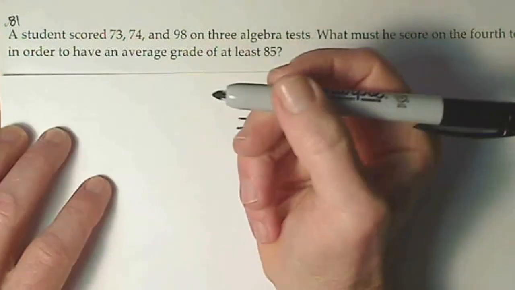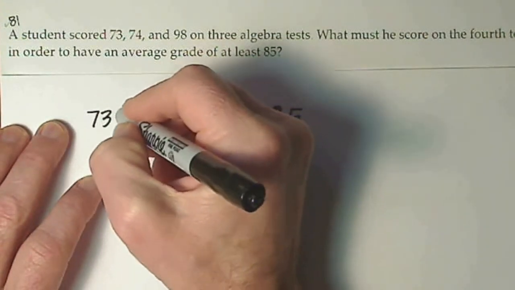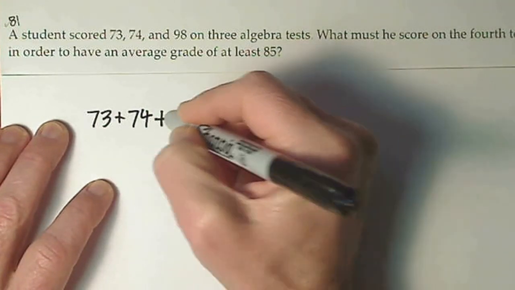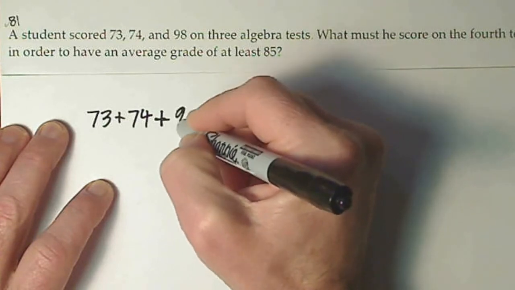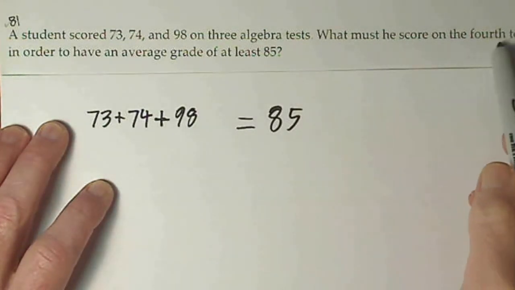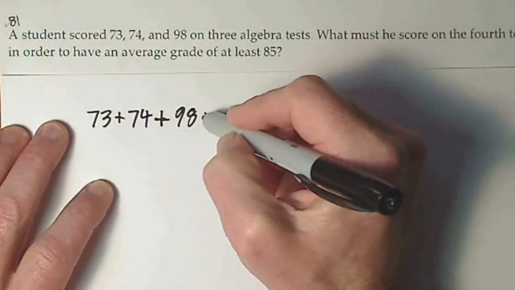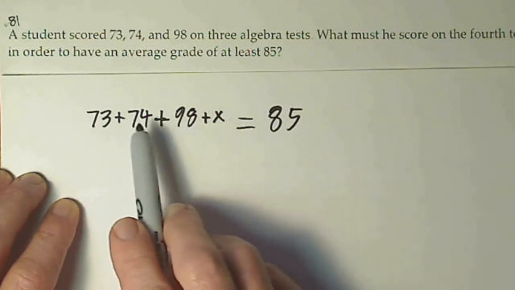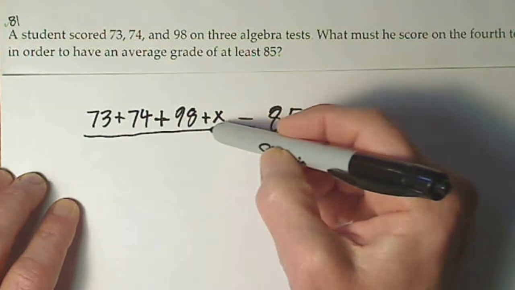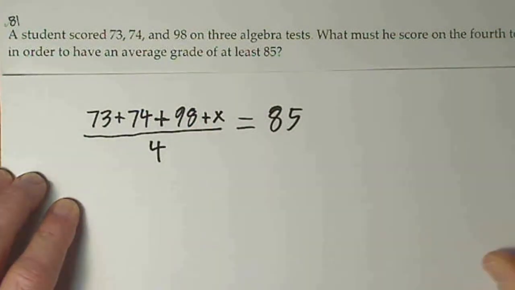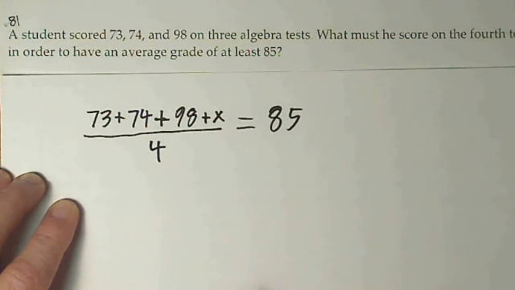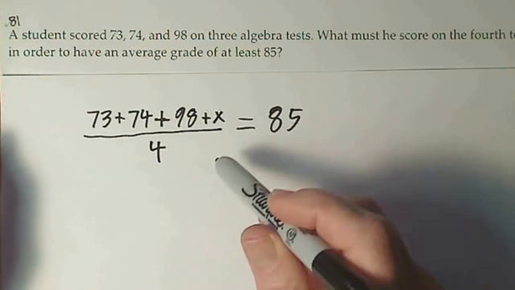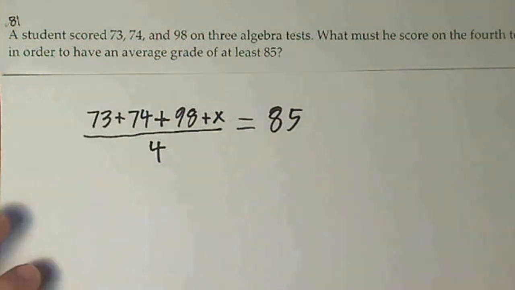So the student has 73, 74, oops, that's not supposed to be a times, that's a plus, 98, and what must he score on the 4th test? That's our variable, we don't know, plus x. How many scores are up here now? 1, 2, 3, 4. So this whole thing has to get divided by 4. Now the way I'm showing, it's not the only way to think of it. You could have added up these 3 and just had some number plus x. But you're still going to have to divide by 4.